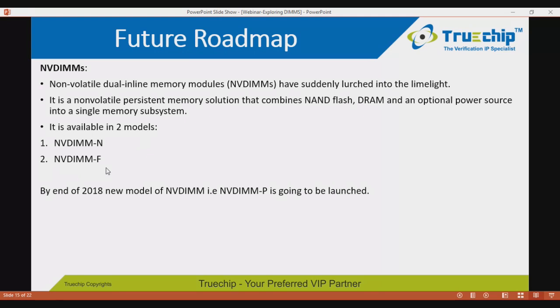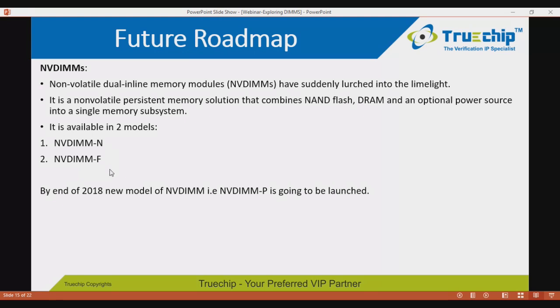The other type of model is NVDIMM-F. NVDIMM-F uses a small capacity DRAM as a buffer to a very large flash. The DRAM bus is used to read and write into a large flash memory, as much as several terabytes per DIMM pair. The difference between NVDIMM-F and NVDIMM-N is that NVDIMM-F is slower than NVDIMM-N.